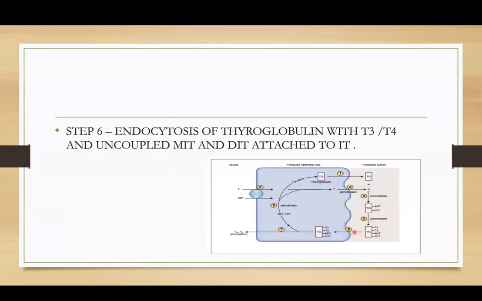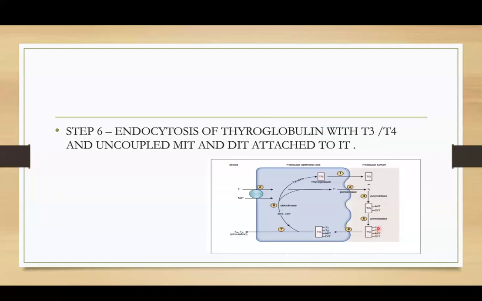Now we have this step, which is endocytosis of the thyroglobulin with the T4, T3, MIT, and DIT attached to it. So you might ask me, why is there MIT and DIT? Didn't they couple in step five? Or was it step four? Whatever, step five, I think. Wait, step five, right? They coupled. And this is because not all of the MIT and DIT are going to couple.